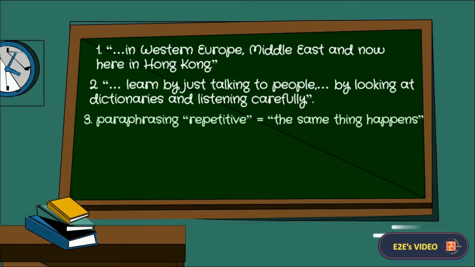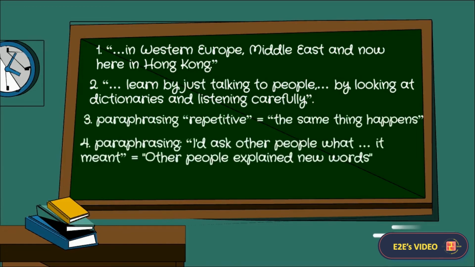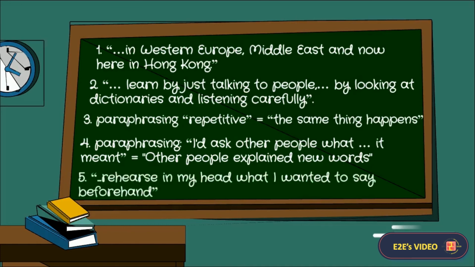3. This detailed question applies the paraphrasing technique. Repetitive matches with the same thing happens. 4. This query asks for specific information which needs paraphrasing. I asked other people what it meant implies other people explained new words. 5. This inference question requires you to choose the answer by crossing out incorrect options and catching the phrase, rehearse in my head what I wanted to say beforehand.